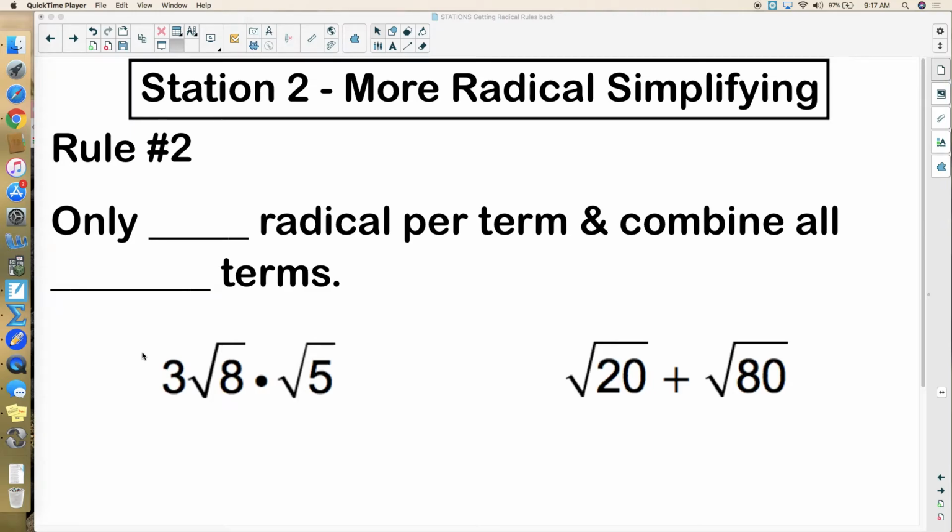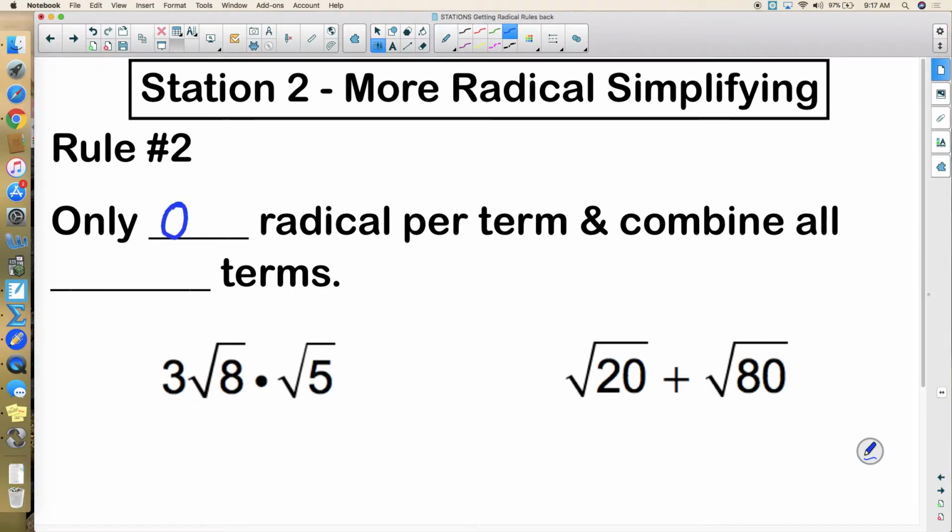The video for station 2, more simplifying with radicals. Again, this is reviewing. You can only leave one radical per term in an expression, and you have to combine all like terms to say that a radical expression is simplified.